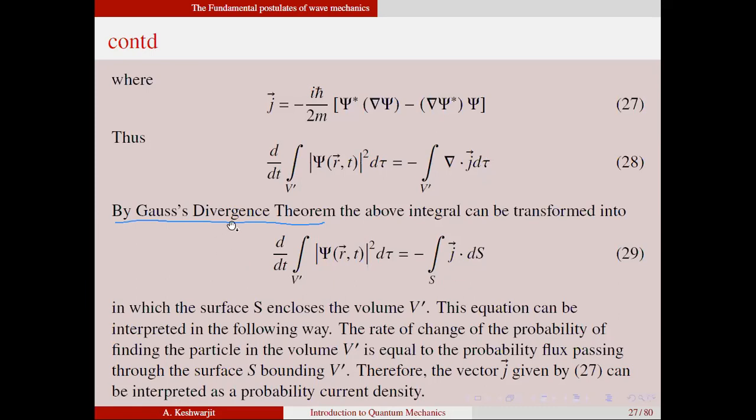So nothing is changed on the left hand side. What is changed is only this divergence theorem. We have applied the divergence theorem here. This divergence of j changes to j dot ds, and this volume integration changes to surface integration. And what is the relation between v prime and s? The relation is that the surface s encloses the volume v prime.